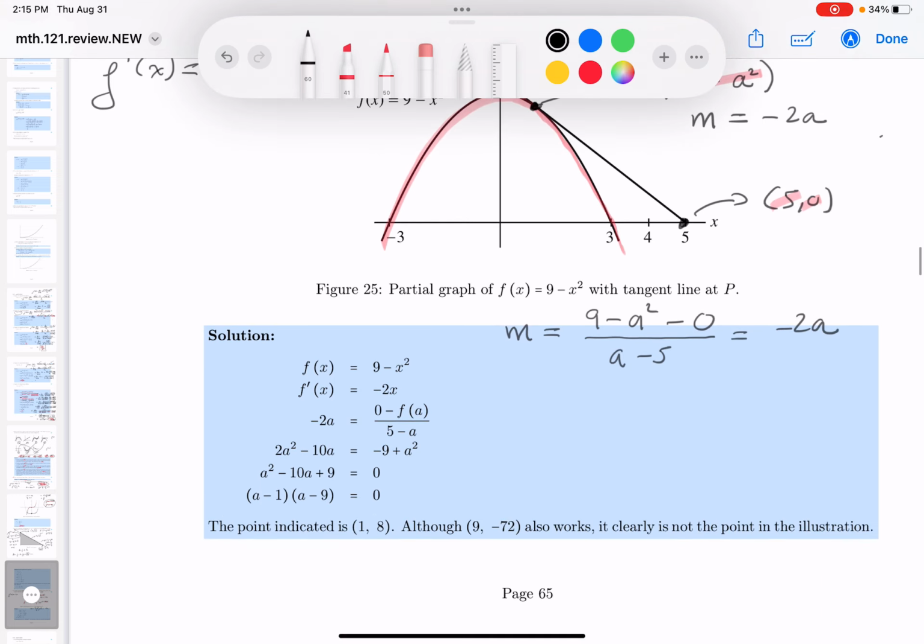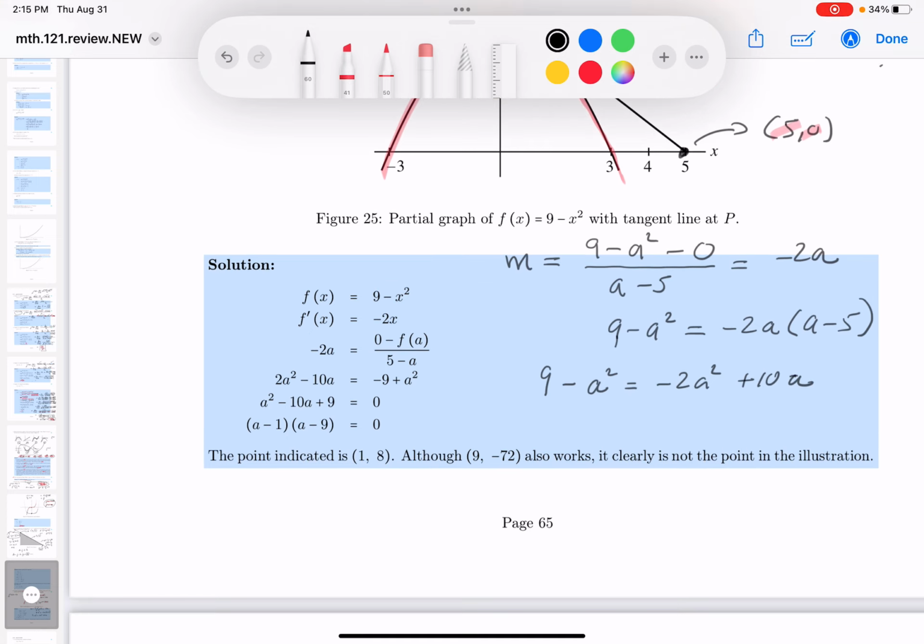Right? I got an equation I want to solve here. I got to figure it out. And on top you get 9 minus a squared. I'm multiplying both sides by a minus 5. So you get minus 2a times a minus 5. I think I'm doing okay. By the way, I realize the a looks like a 9. It's really poor penmanship. So I'm going to keep writing it over here. 9 minus a squared equals minus 2a squared, plus 10a. Boy, that doesn't look good.